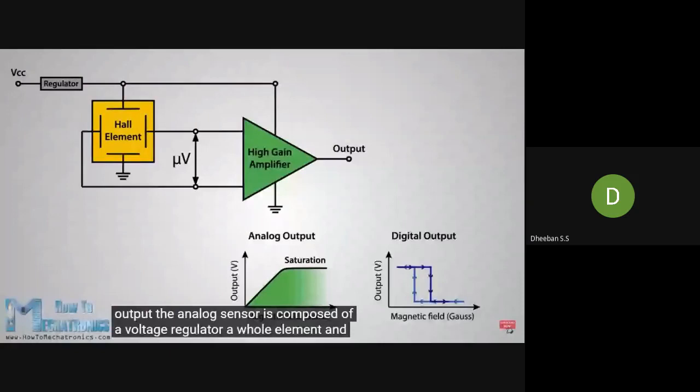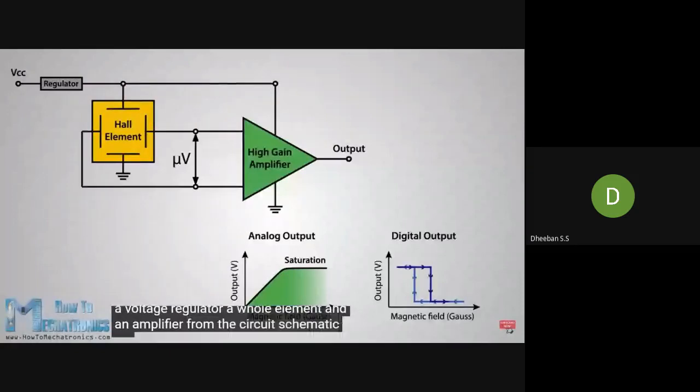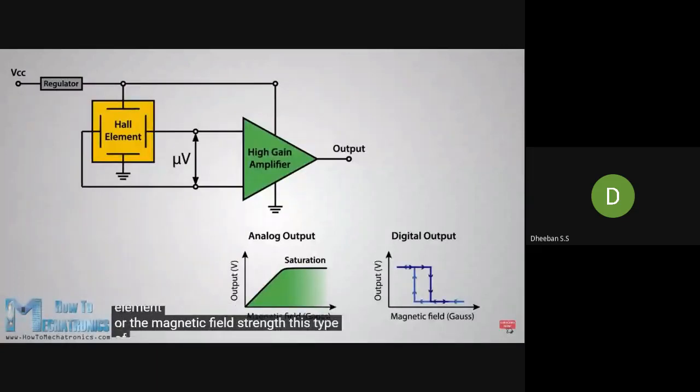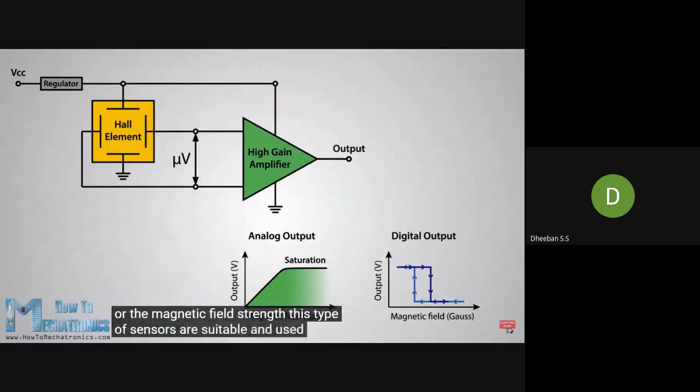From the circuit schematic, we can see that the output of the sensor is analog and proportional to the Hall element output or the magnetic field strength. These types of sensors are suitable and used for measuring proximity because of their continuous linear output.